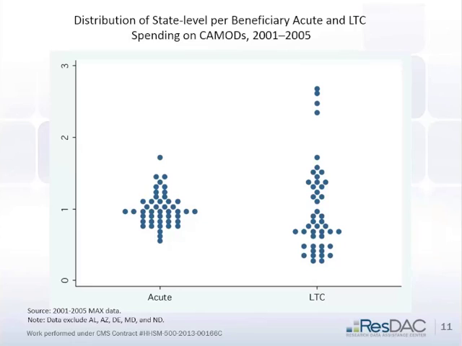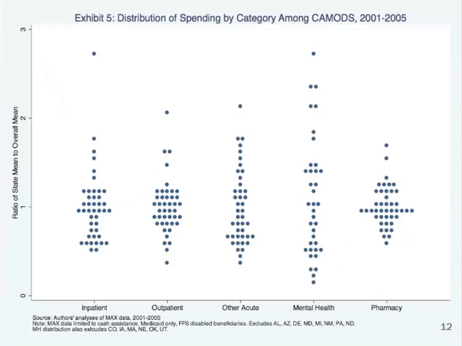And so you can see like long-term care, there's some states up there near the top, and it's more spread out. Here it looks at the categories of acute care expenditures, and so there's more variation in inpatient with an outlier there. You can see outpatient, other acute, the largest distribution among mental health, and then pharmacy is fairly compact compared to the others.